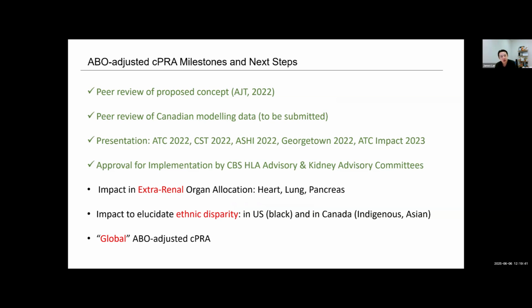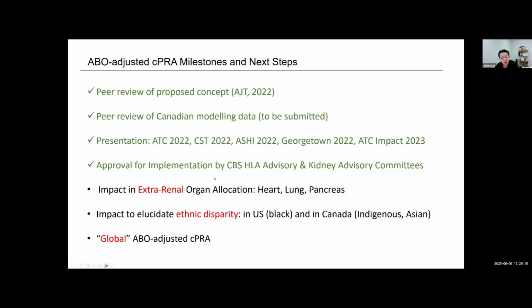So where are we going with this concept of immune compatibility metric? We proposed this concept 3 years ago now. Our Canadian modeling data is about to be submitted in a new manuscript. I presented this in the United States and elsewhere in other countries as well. The Canadian Blood Services has actually adopted this as the new metric going forward because it would correct a lot of the disparity that we currently have, but that's now been uncovered.